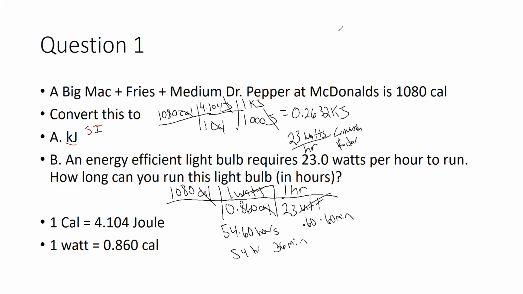You got 4.432. Let me double check. Oh, I did division, not multiplication. My bad. Yeah, 4.432. I put a divide sign instead of a multiply sign. 4.432 kilojoules. There we go. Thank you for pointing that out.